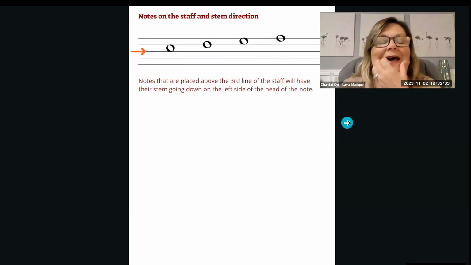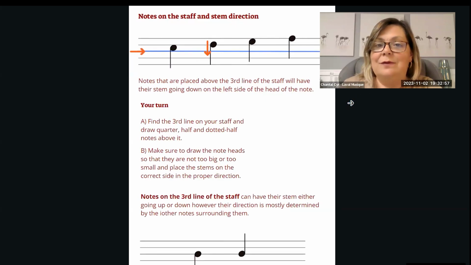So if you've gotten that done, good. Let's go on. So now the opposite, okay? If the notes that we want to write or that we're reading are placed above the third line, then the stems are going to be going down. And automatically, when the stems go down, they go on the left side of the head of the note. And this is what they would look like. So the stem's on the left, and it's going downwards.